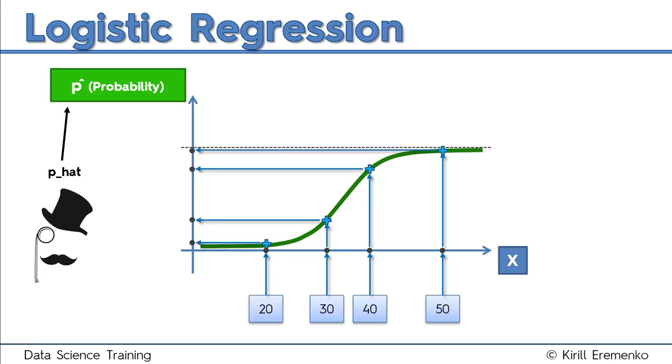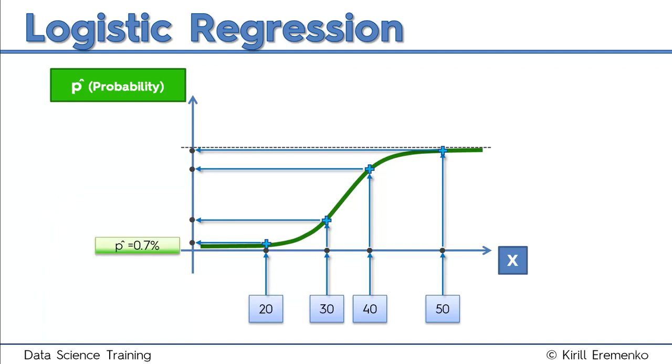The person who's 20 years old, the probability of taking up this offer is very low, perhaps 0.7%, so less than 1%. The person who's 30 years old, the probability is higher, about 23% to take up this offer. The person who's 40 years old, their probability to take up this offer is 85% according to this model. And the person who's 50 years old, their probability is 99.4%.